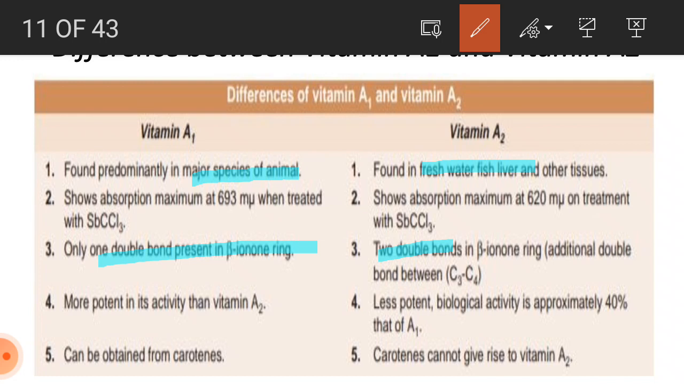Vitamin A1 is more potent in its activity when compared to vitamin A2. Vitamin A1 can be obtained from carotenes, whereas vitamin A2 cannot be obtained from carotenes.